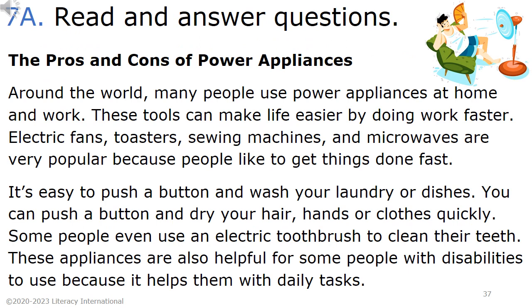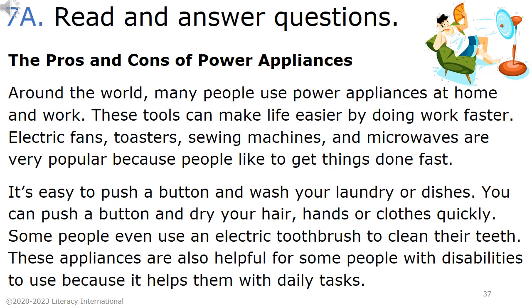7a. Read and answer questions. The pros and cons of power appliances. Around the world, many people use power appliances at home and work. These tools can make life easier by doing work faster. Electric fans, toasters, sewing machines, and microwaves are very popular because people like to get things done fast.